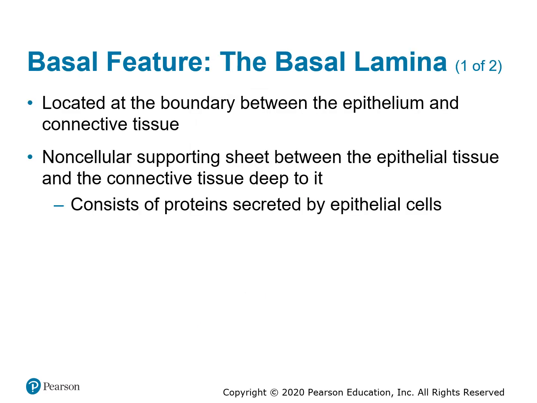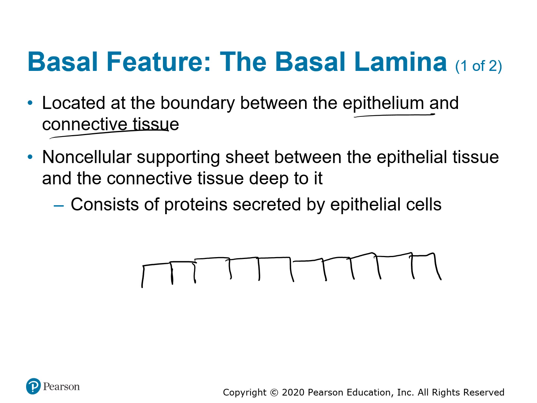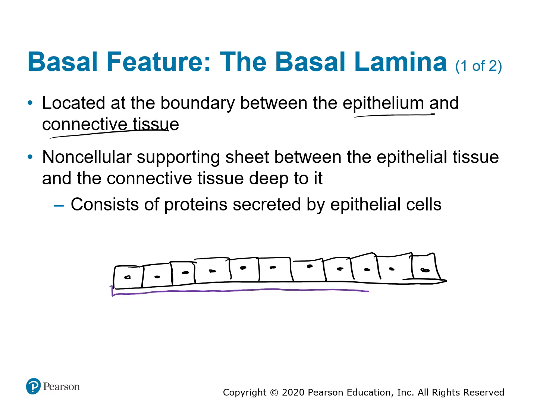We've already talked a lot about the basal lamina. It is the boundary between the epithelium and the connective tissue. They are non-cellular in nature and mainly consist of lots of proteins secreted by the epithelial cells. There's that basement membrane that I was kind of talking about. What type of cells are these, based on how I drew them?